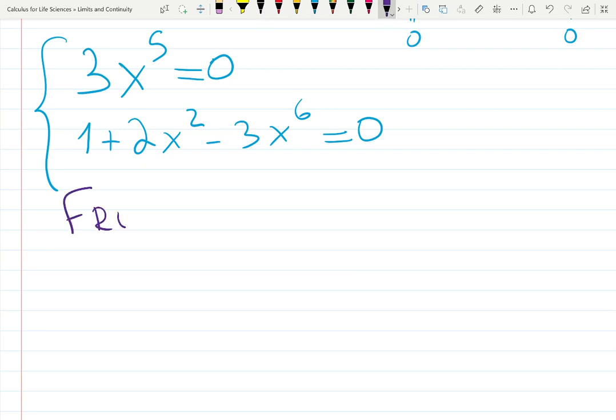Fractions. Somehow students do not like fractions. It's like a big deal, surprisingly. It's a big deal with fractions.